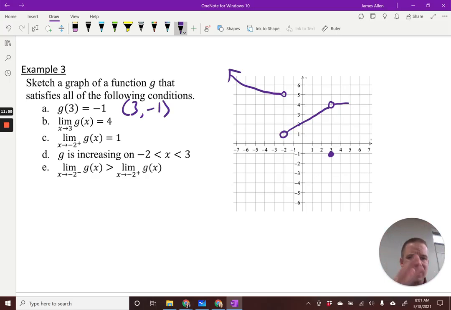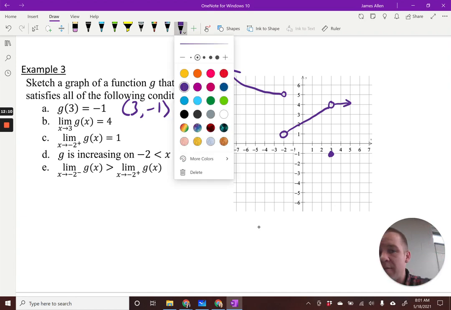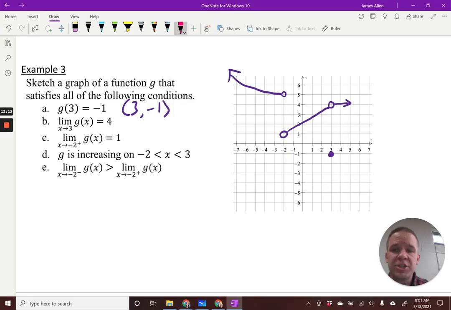Now there was nothing indicated about anything past 3. So really I could just throw an arrow on this. I'm just gonna go to the right. So let's go back through this and make sure that we hit everything. Okay. G of 3 is -1. That is the case, right? We did that right there. Cool. The limit of g of x as x approaches 3 is 4. From the left and from the right, it's approaching 4. I'm good to go.